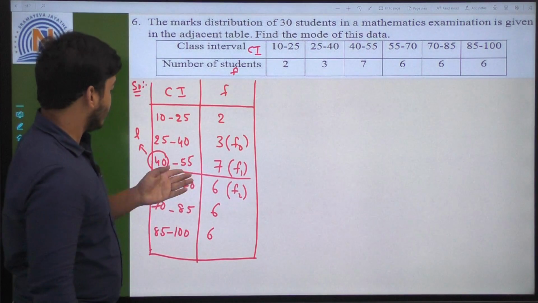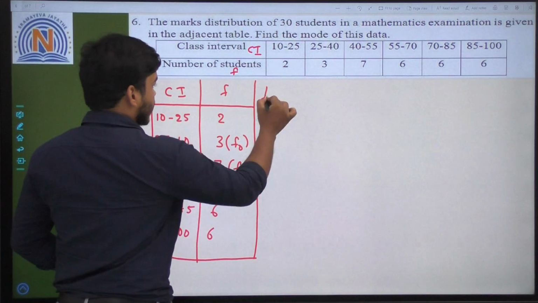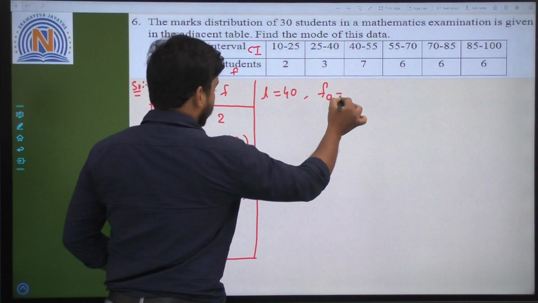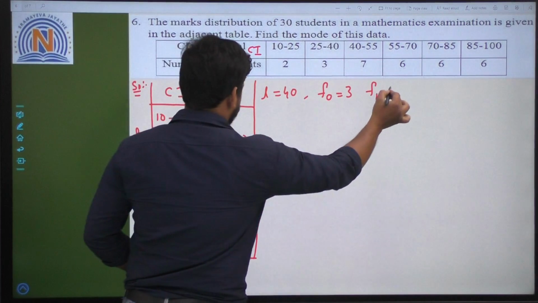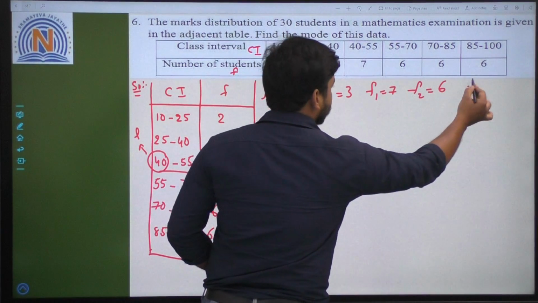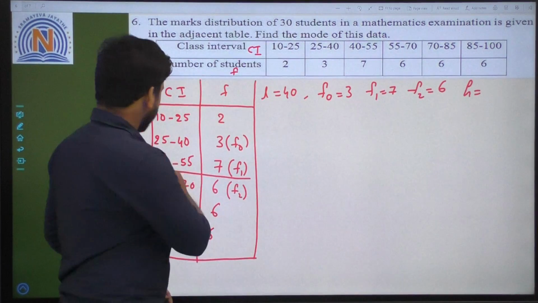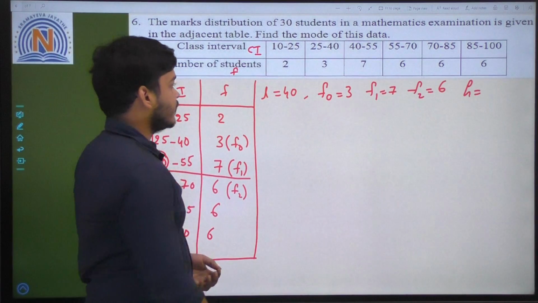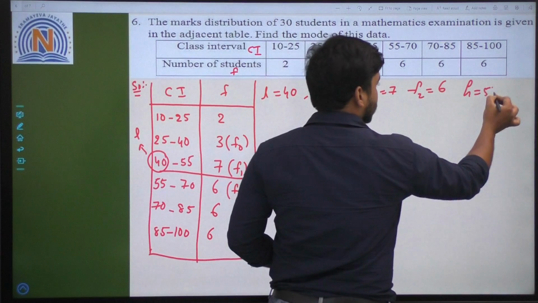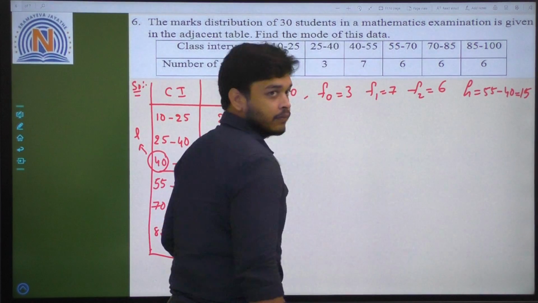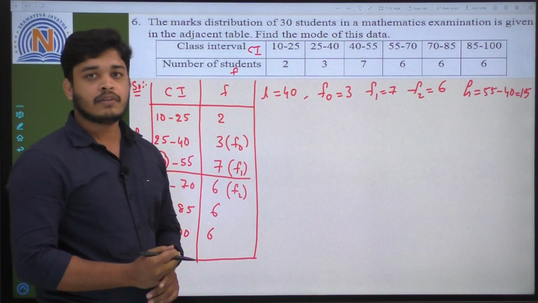From this table we find L is equal to 40, F0 is equal to 3, F1 is equal to 7, and F2 is equal to 6. H is the size of the modal class, that is 55 minus 40, which is equal to 15.